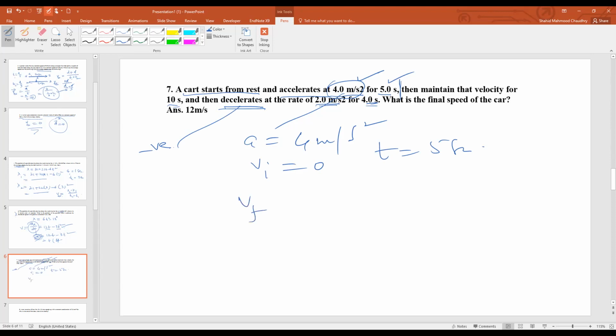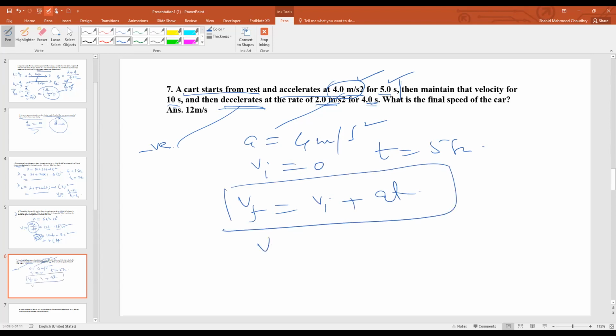So final speed is what? Vf is equal to Vi plus at. We know this equation. So Vf is equal to 0 plus a, a is what? 4 into 5. And this is 20 meters per second. So it maintains this speed, this velocity. How much time? 10 seconds. This velocity is maintained. And what do you want to find? You want to find the velocity when it decelerates at this value.